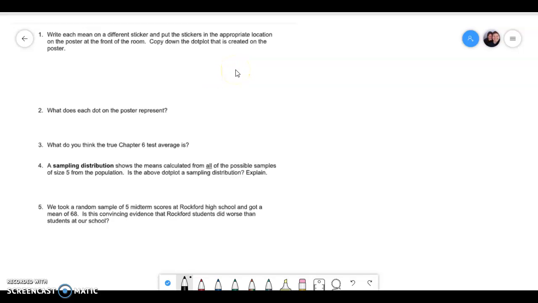Okay, so for this one, we had to do some in-class stuff that we weren't there for. So I just did my own little simulation that I knew would work. So this is what our dot plot is going to look like.